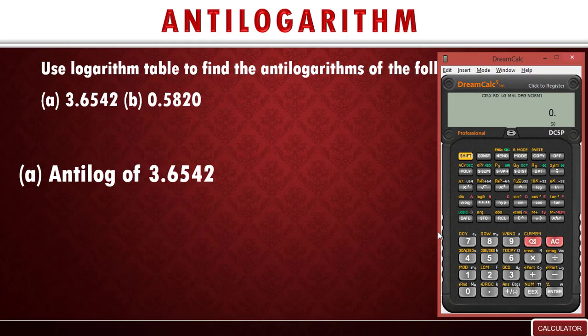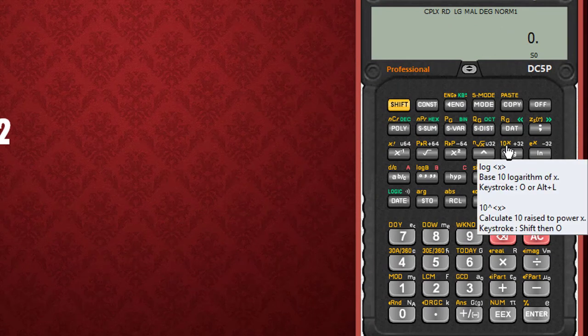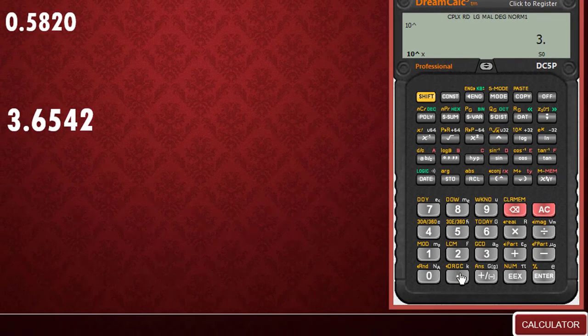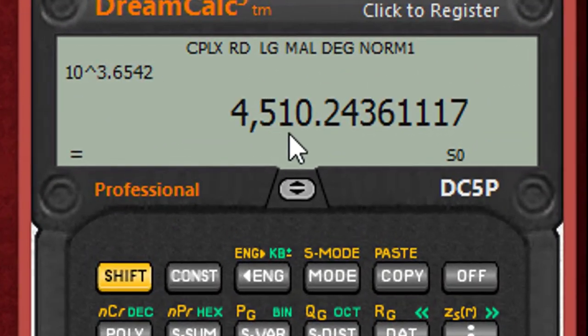So let me show you how to do that. If you look on top of your log, we have something like 10 raised to power x here. This is the antilog. In order for you to get to the antilog, all you need to do is press down your shift or, on some calculators, second function. So press it down and it's going to indicate right here, shift or second function, and then press log, so it will show 10 exponential x. Then x is the value that you will enter into it. So the value that we have there is 3.6542. Then press equals to or enter, and that's going to give the value of 4510.